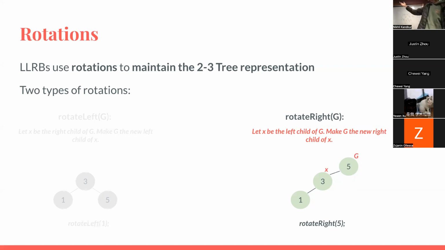When in doubt, think of the definition: let X be the left child of G, then make G the new right child of X. Just label the nodes, which one's G, which one's X, and then follow along. Like if you called rotate left on 3.